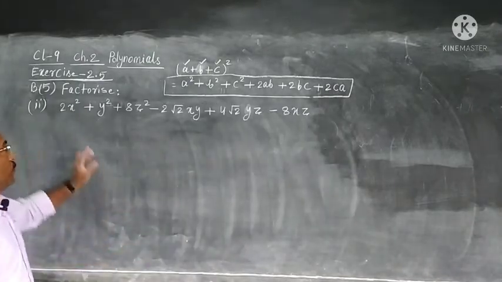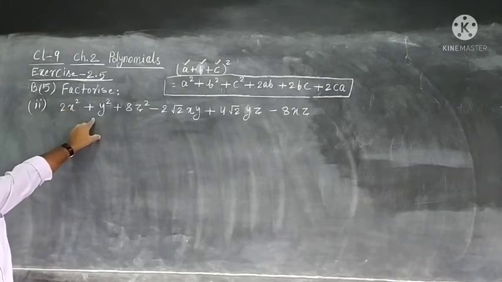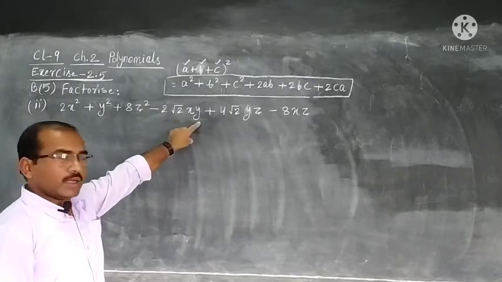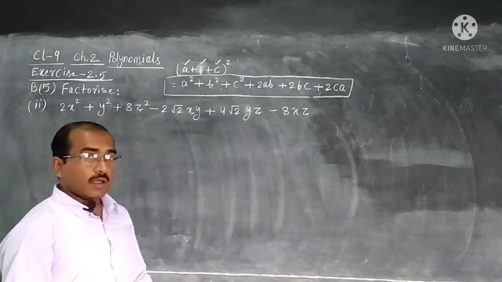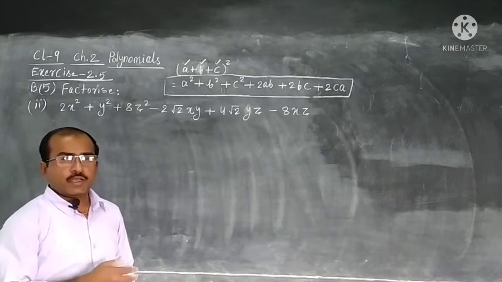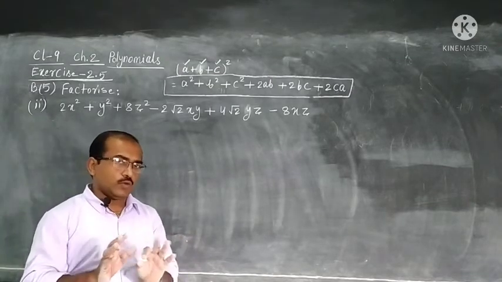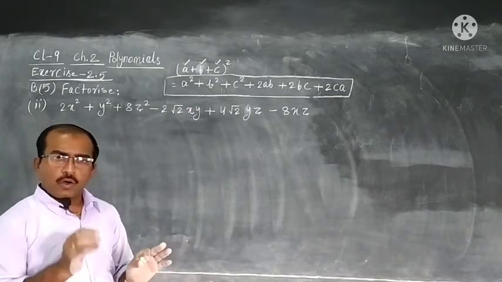Now, Roman number 2 of question number 5 is: factorize 2x square plus y square plus 8z square minus 2 root 2 xy plus 4 root 2 yz minus 8 xz. So, seeing some root numbers and all, we become doubtful. I will tell you, do not have any doubt. The method how you are learning, go with that.